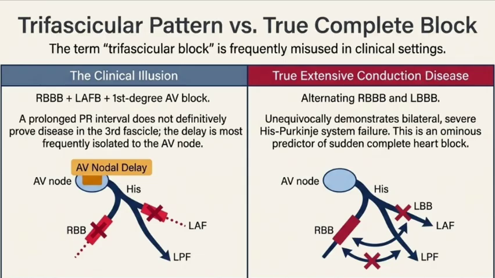Exactly. So relating this back to the trifascicular illusion, it is like looking at a highway system and seeing a traffic jam blocking the right lane, a traffic jam blocking the left lane, and then assuming the middle lane is completely blocked too, just because no cars are coming through. That is a great way to put it. But the illusion is that the middle lane might actually be perfectly fine. The real problem is just that the toll booth at the very beginning of the highway, the AV node, is just processing cars really slowly today.